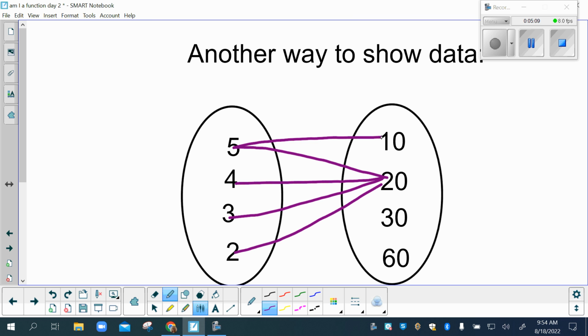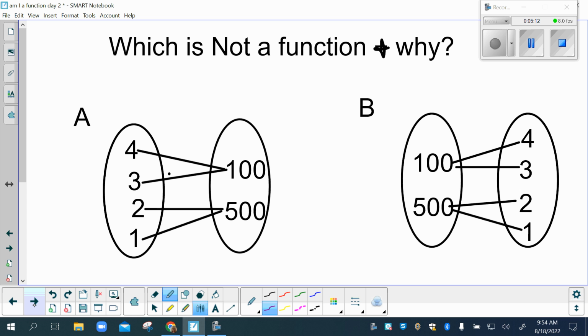So on your paper, take a look with your table group. I have two options. One of them is a function, one of them is not. Decide which is which for me. Now you can talk for a second. Now would be the time to talk. You can talk now. Which one did you say?